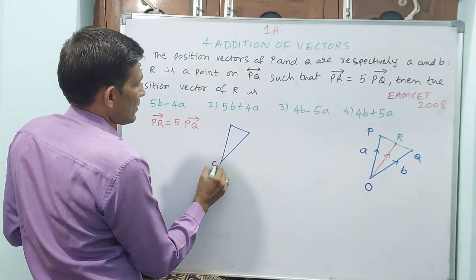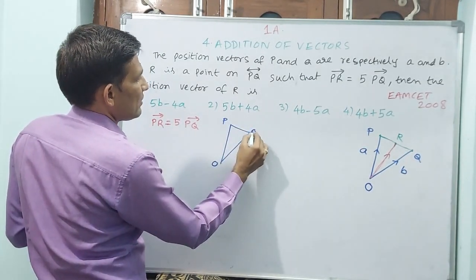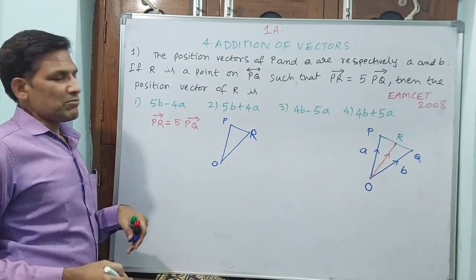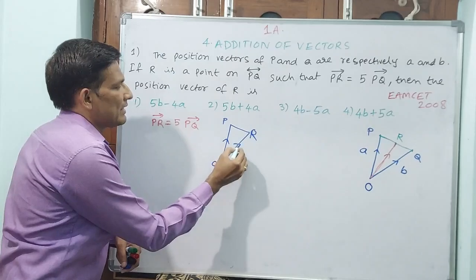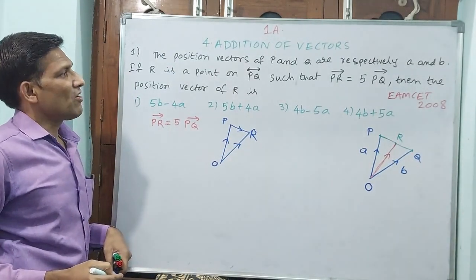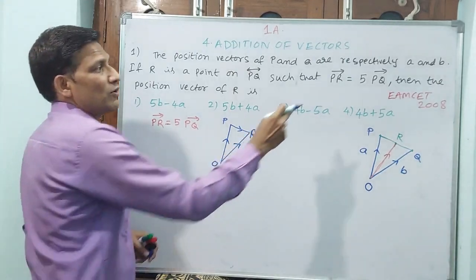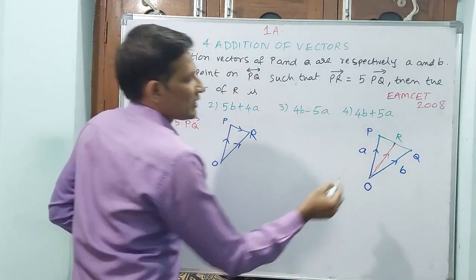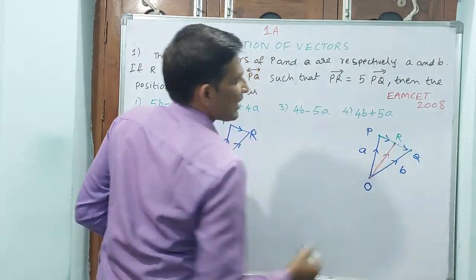First I will split like this, you see. OR and OP I am splitting. Okay, see, direction is also important. PQ they have given, PR they have given. Observe carefully. PQ means the arrow is going from P to Q, and the arrow is going from P to R. That means these directions are like this.